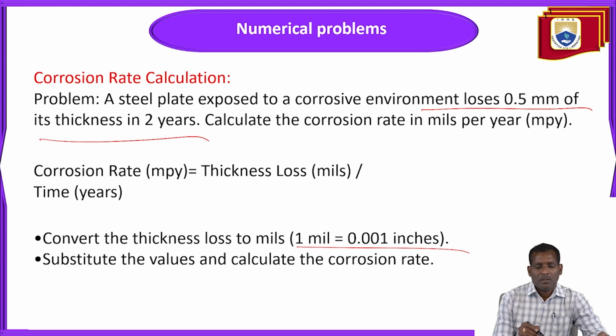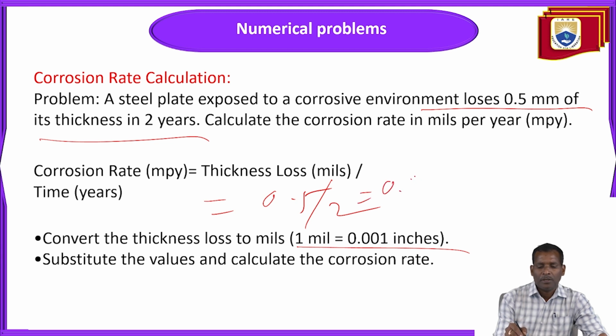Thickness loss is given as 0.5 mm and the number of years is given as 2. So 0.5 by 2, you will get 0.25.